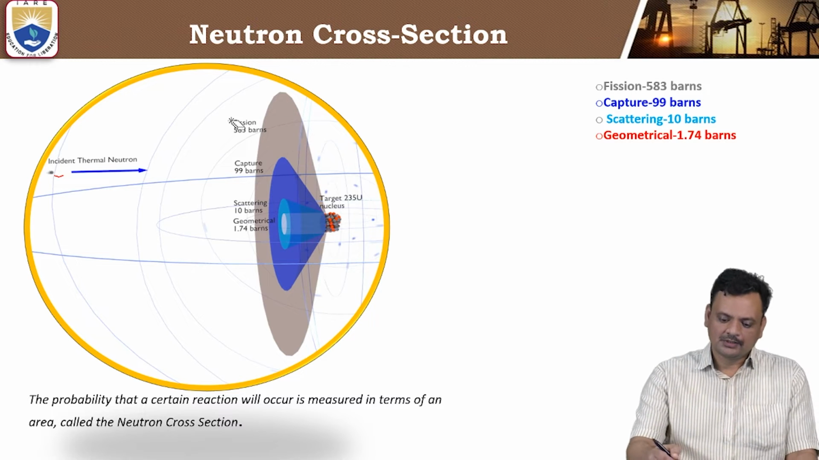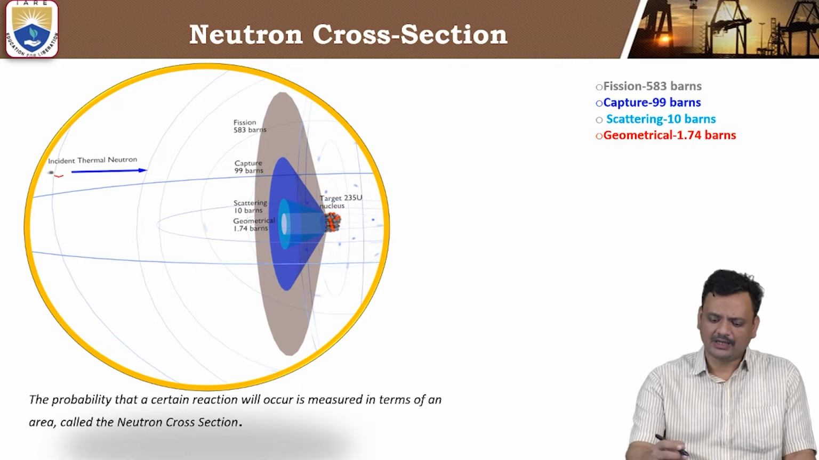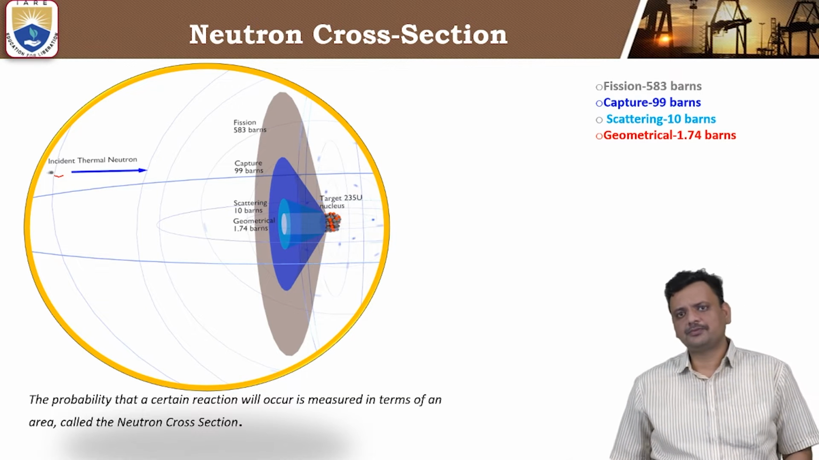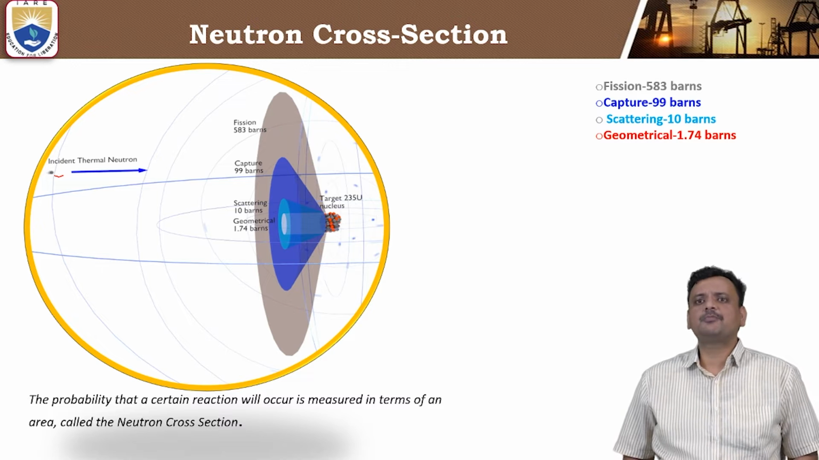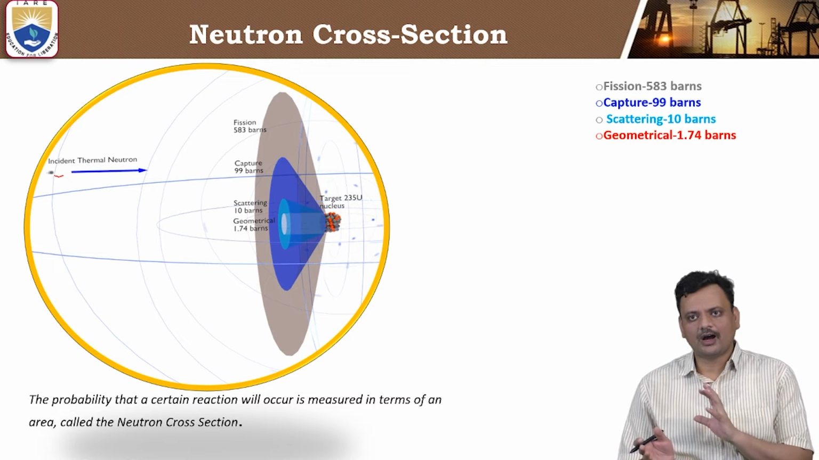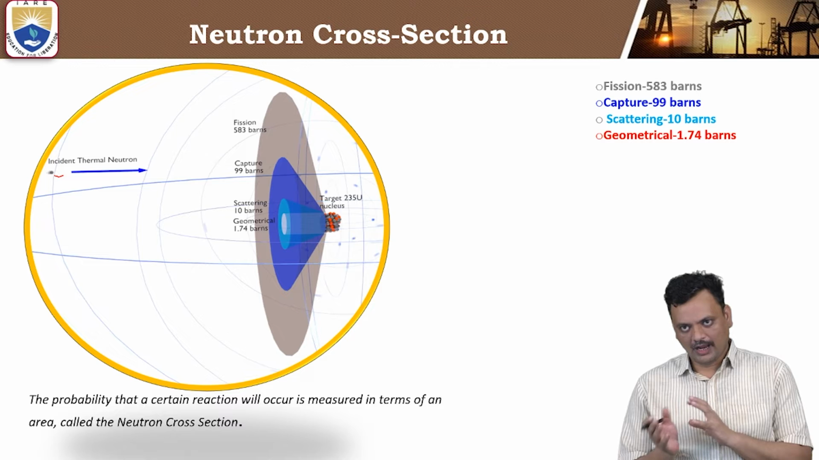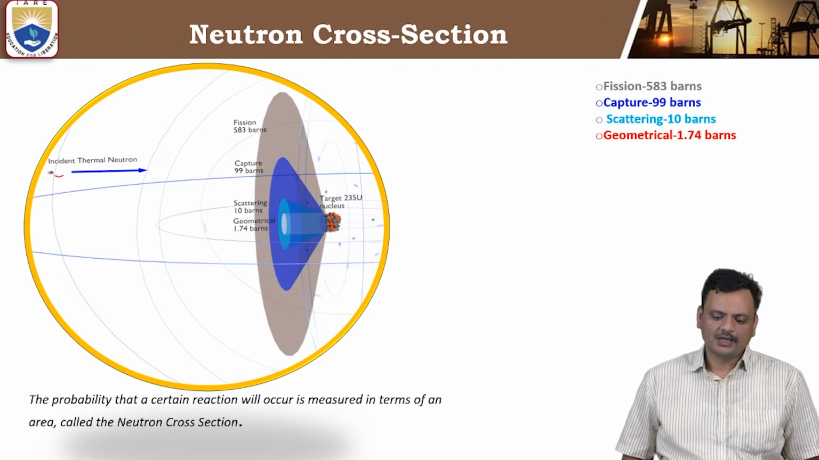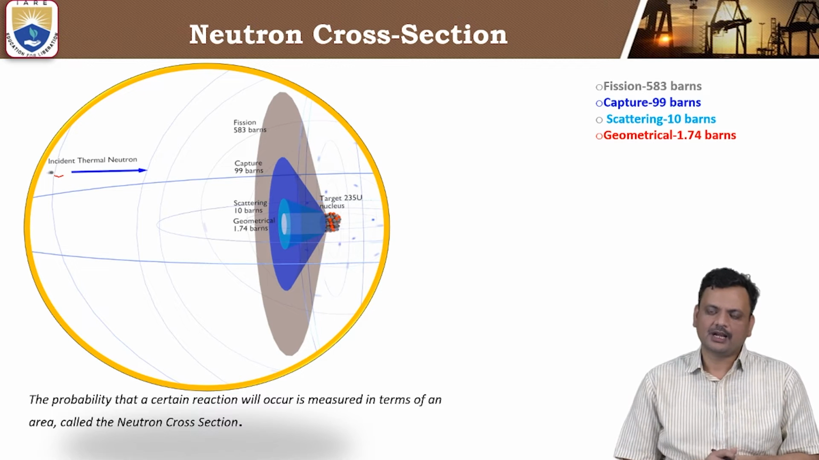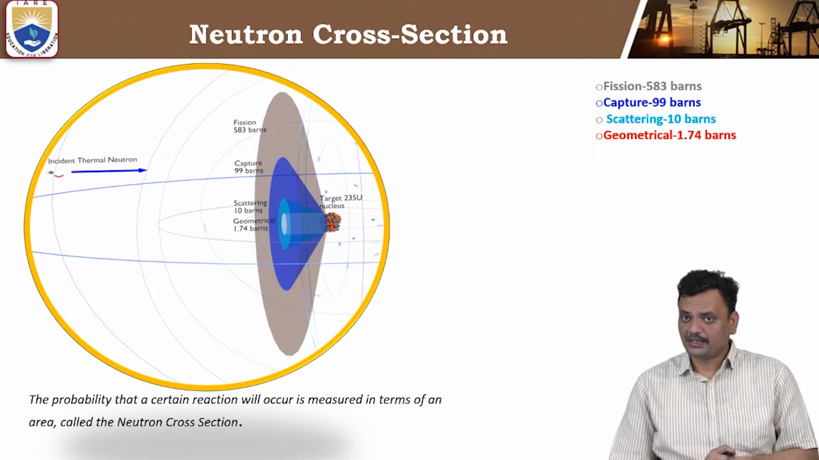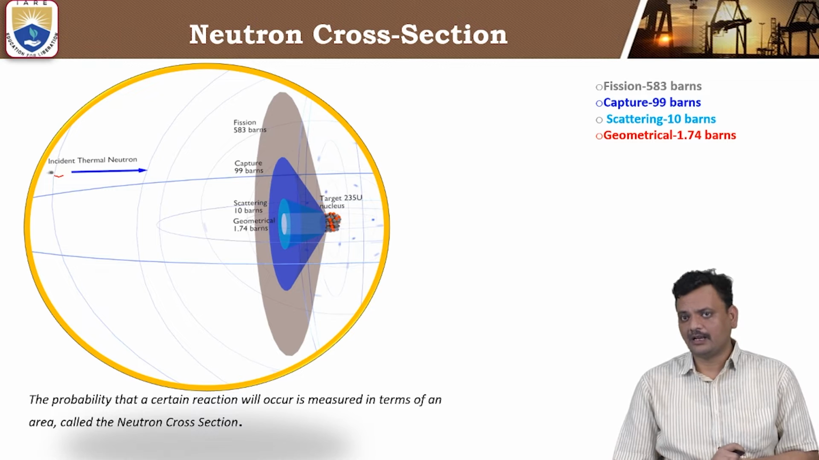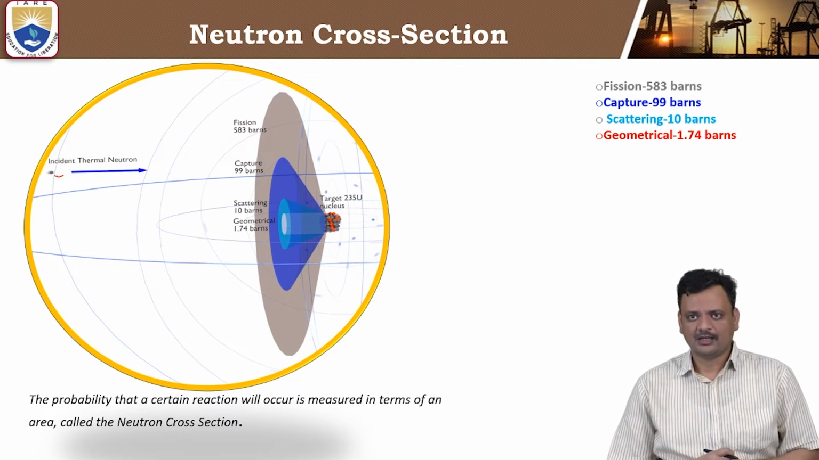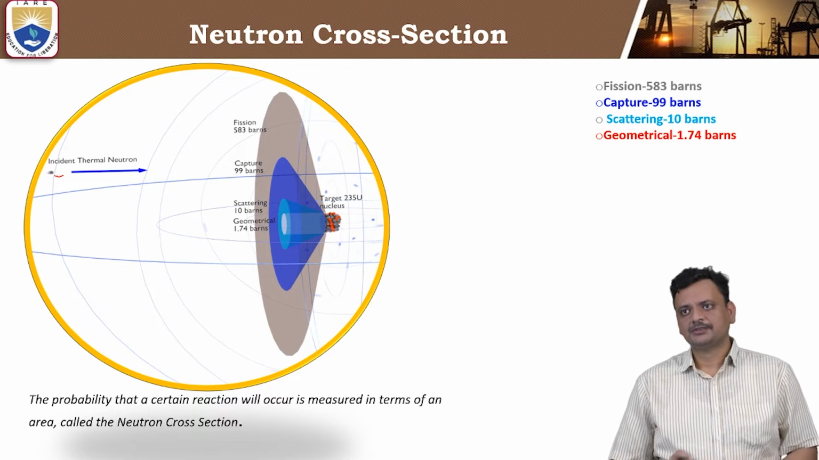So, by seeing the effective area, you can see what type of reaction will be more probable when the neutron and nucleus reaction takes place. Okay, so by seeing the area, you can tell that fission is more probable than any other type of nuclear reaction like capture, scattering, and geometrical collision.